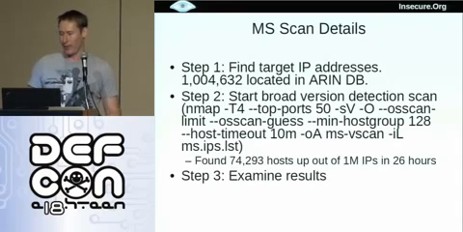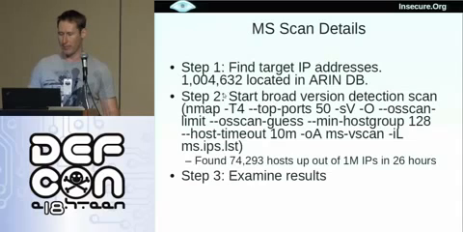I started with a broad version detection scan. So basically this scan, I didn't want it to be super intrusive and detailed for the first scan. I kind of wanted to have an idea of what was there, and then I could scan further once I've seen the initial results. That gives me faster results and makes it less likely to raise a lot of eyebrows.